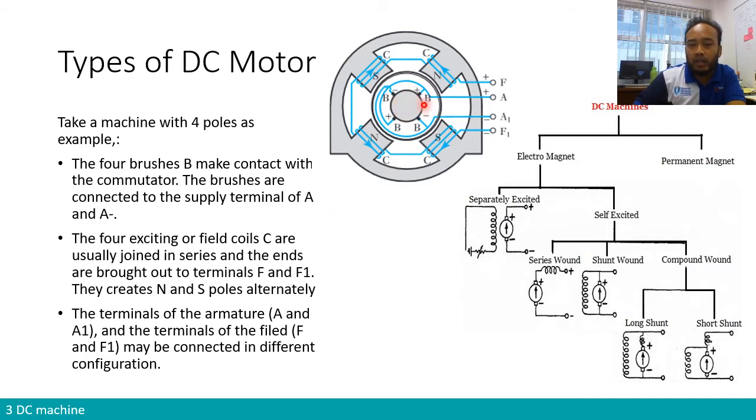So the commutator delivers the current from the brush into the winding of the armature, or the armature winding. Usually these brushes are connected in a way to create those alternating poles. So here you would have B plus, B minus, B plus, and B minus. All the plus ones will be connected to 2 terminals. It is a DC machine, so it's just 2 plus and minus terminals. These terminals, A and A1, positive and negative, are going to be connected to a certain DC power supply, right?